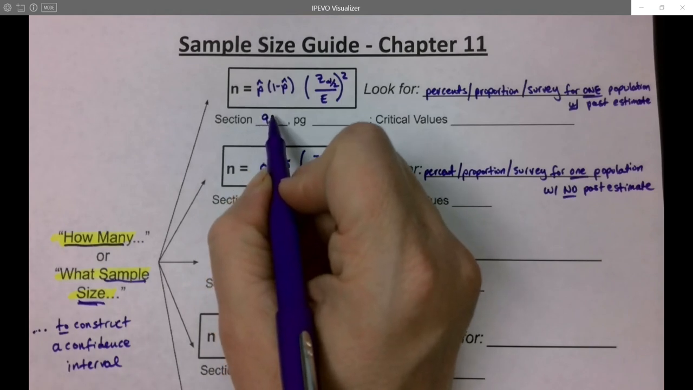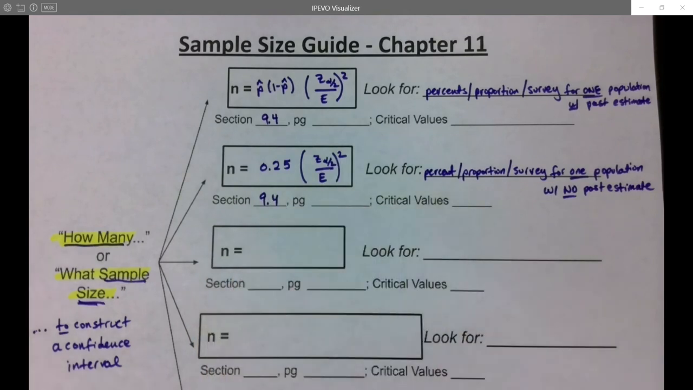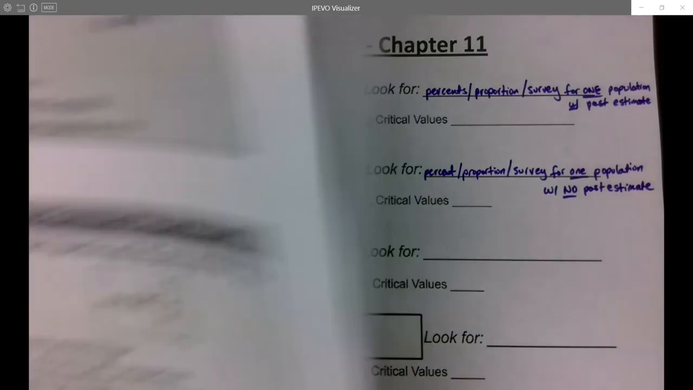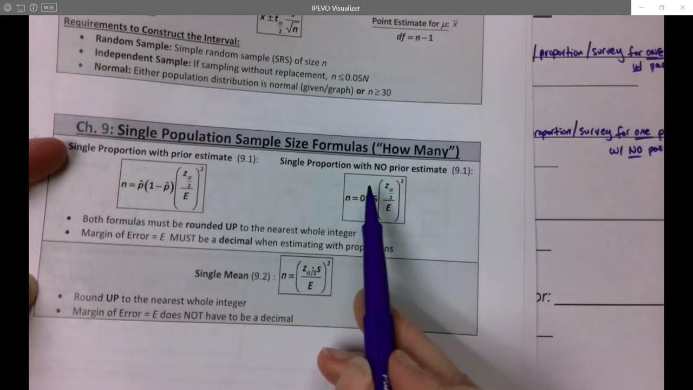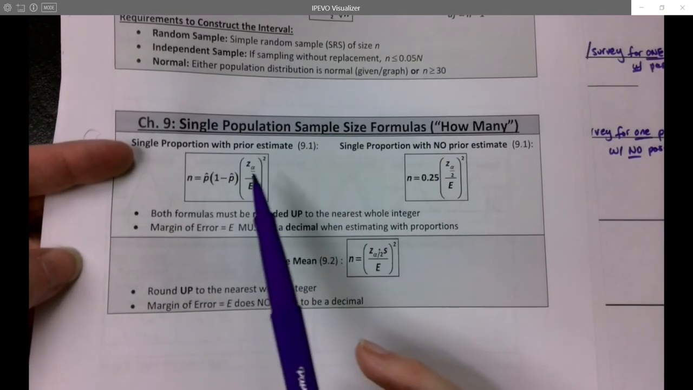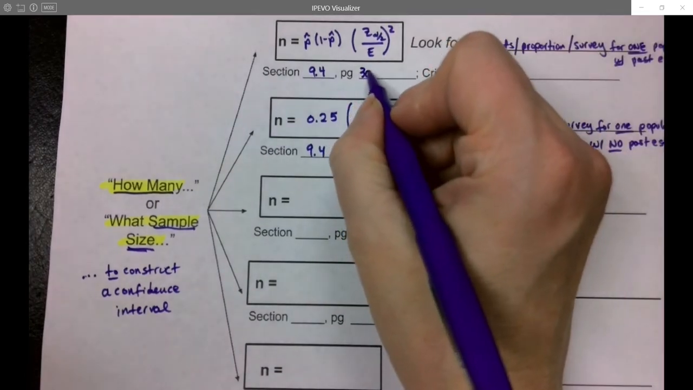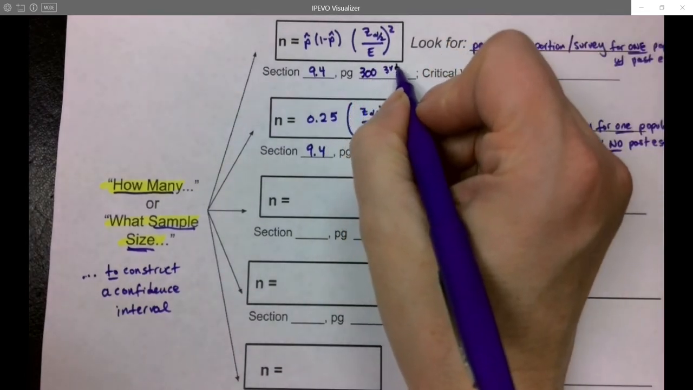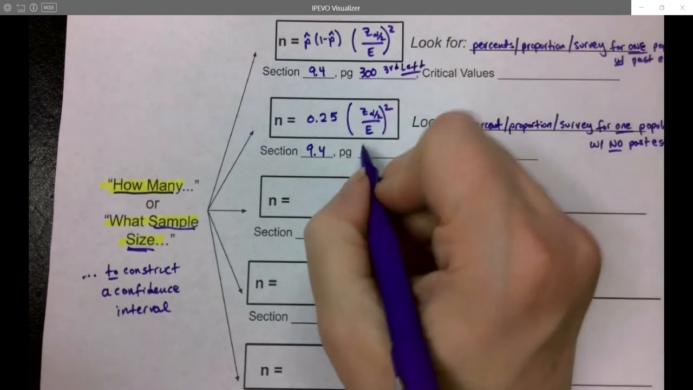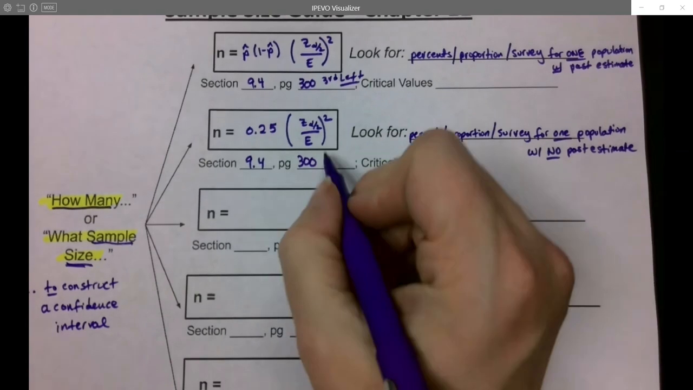Technically, they're really 9.1, but we put them in 9.4. In the green packet, they're on page 300, and they're in the third box down. So first box, second box, third box on the left, and third box on the right. This is page 300, third box on the left, and then this is page 300, third box, but on the right.